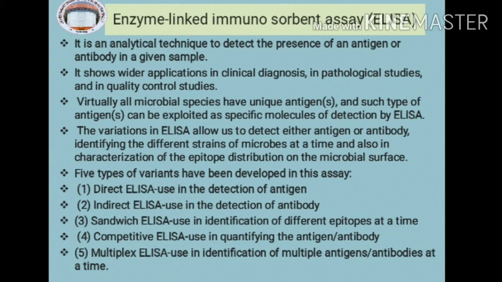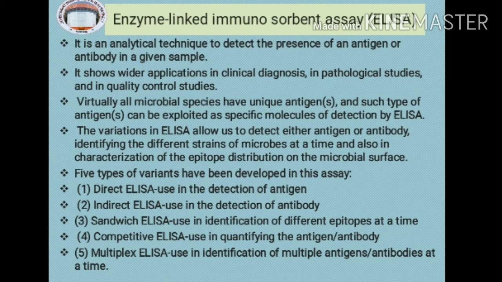There are several variations in ELISA, various types of ELISA. They are used for various applications. 5 types of variants have been developed in the ELISA. Direct ELISA, which is used for the detection of antigen. Indirect ELISA is used for detection of antibody produced against microbial pathogens in clinical specimens.